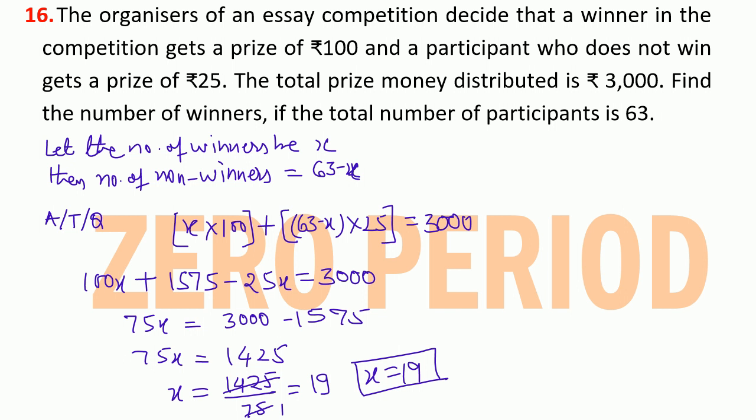Find the number of winners if the total number of participants is 63. So the number of winners is 19. Finally, you need to write your answer statement in this way. The number of winners are 19.